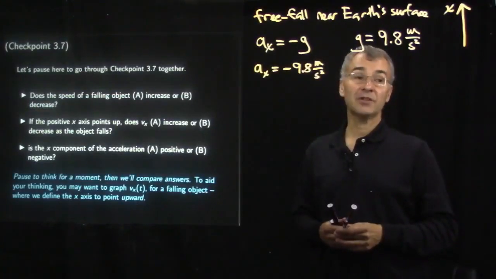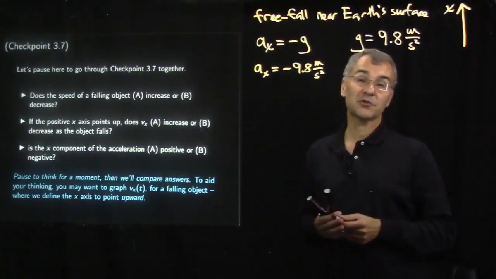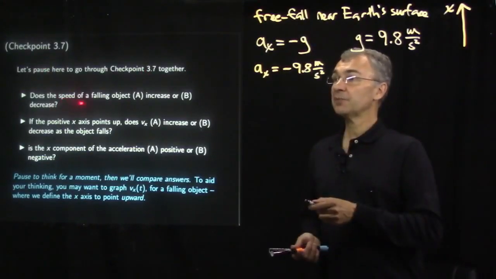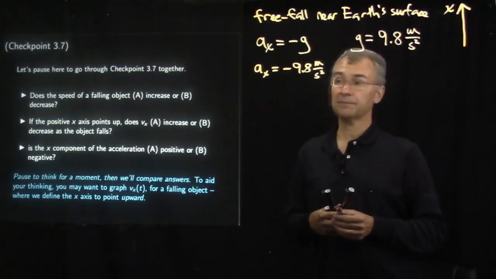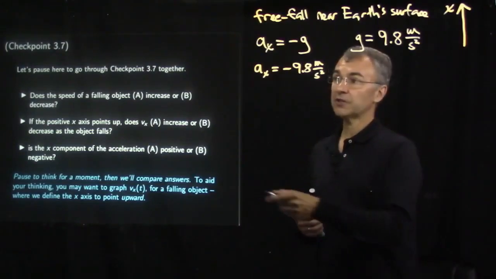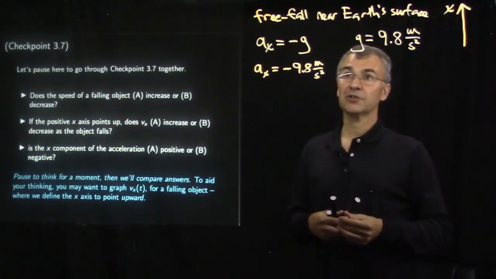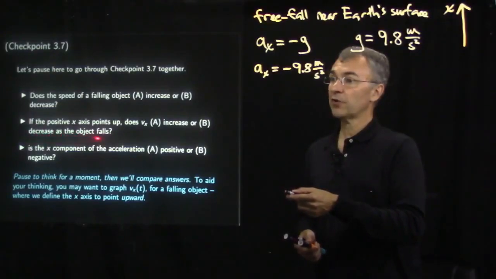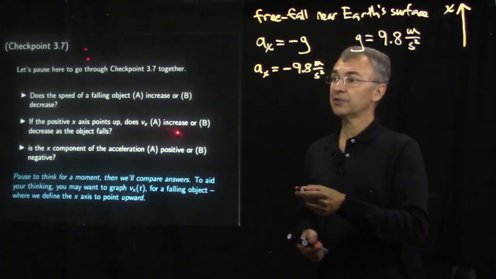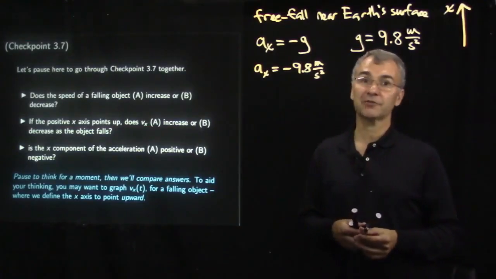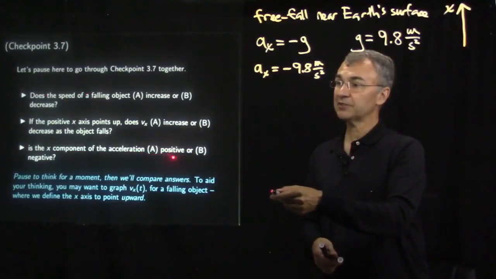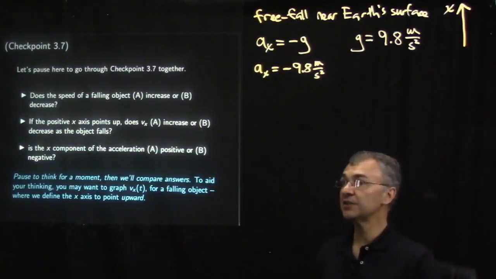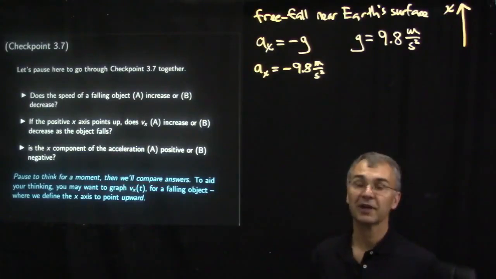You probably haven't seen checkpoint 3.7 yet, but let's go through it together right now anyway. Does the speed of a falling object increase or decrease? You should think about that for a minute. As an object falls, does its speed increase or decrease? And if the positive x-axis points up, does v sub x increase or decrease as the object falls? And is the x component of the acceleration for a falling object positive or negative? You should probably pause for a minute to think about your answers to these questions.